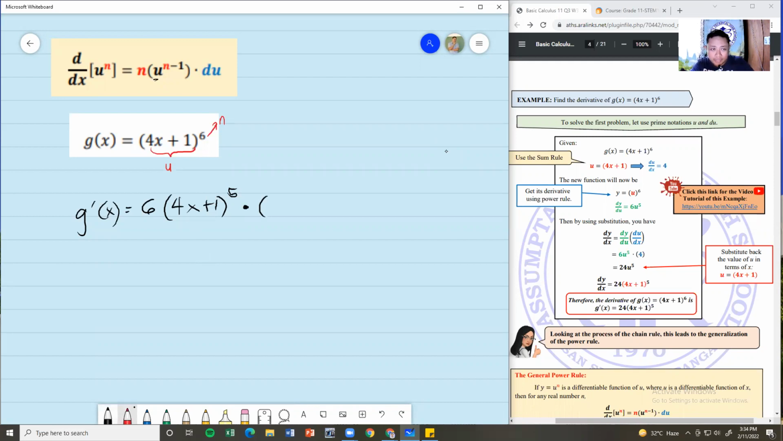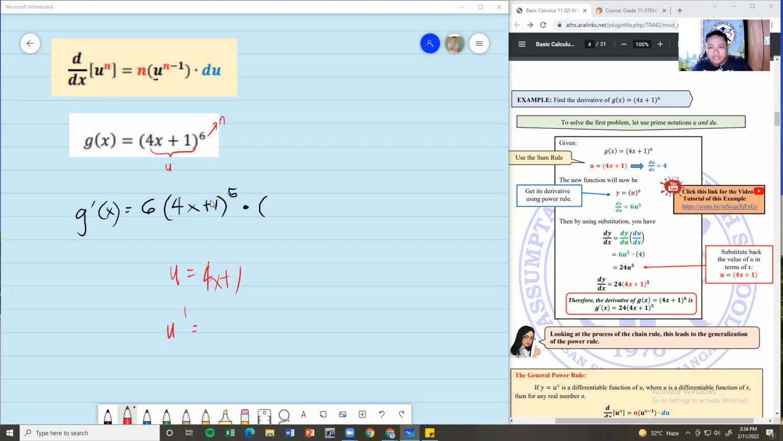Next, let's multiply it now with the derivative of the one inside your parenthesis or the derivative of your u. Again, in this case, your u is your derivative. And what's the derivative of 4x plus 1? U prime will become, what's the answer? Type it in the chat box, please. What's the derivative of 4x plus 1?